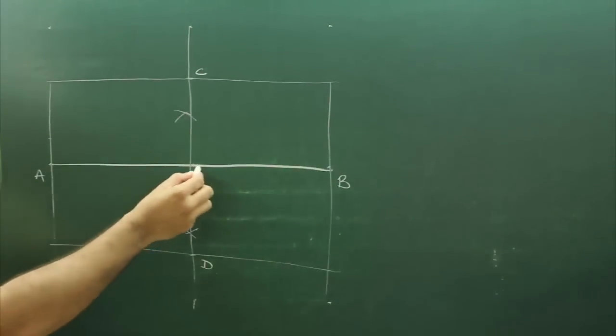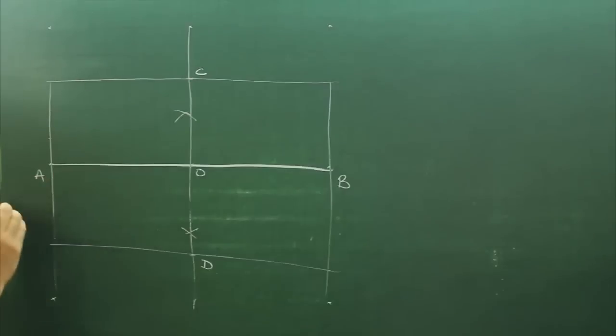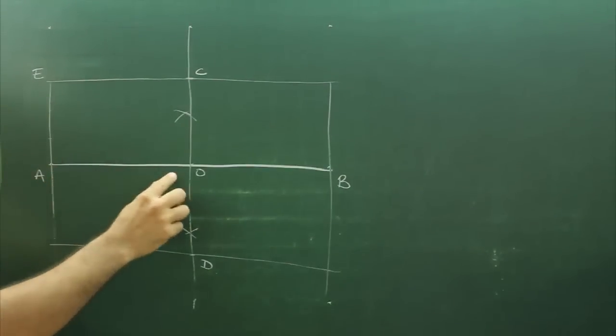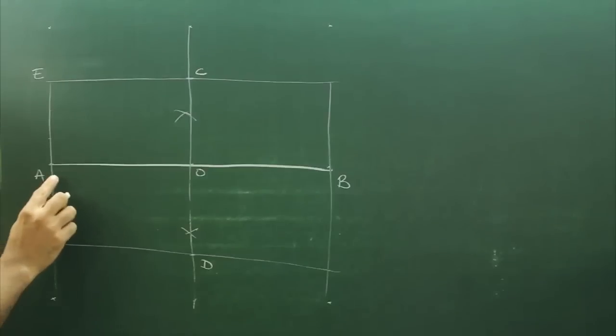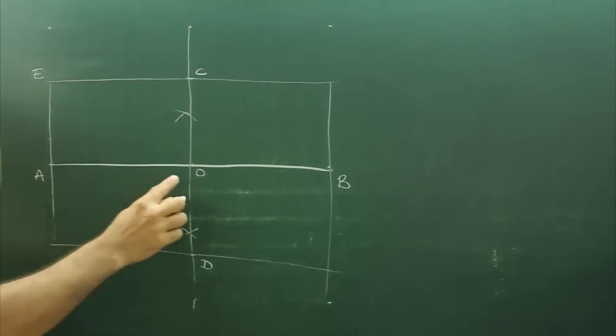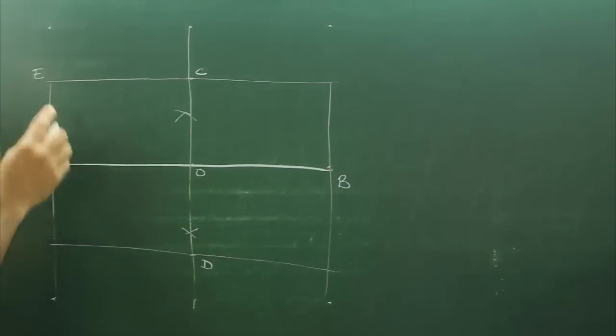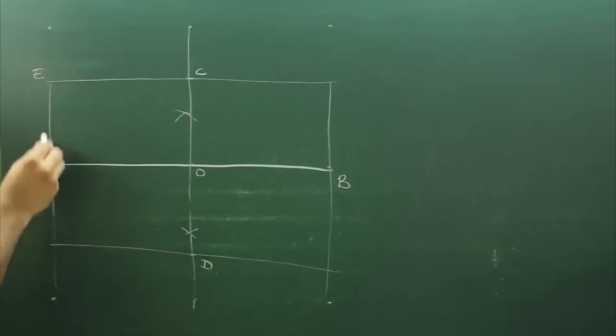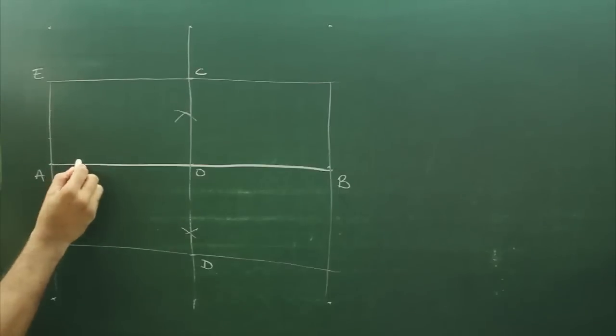After that, we'll divide line AO into equal parts. Now see, what we have to do, we have to divide AE and AO into equal parts. If we divide AO into 4 parts, I have to divide AE into 4 parts. If I divide AO into 5 parts, I have to divide AE into 5 parts. So let's say we'll divide this AO into 5 parts. So we'll divide AE also into 5 parts.